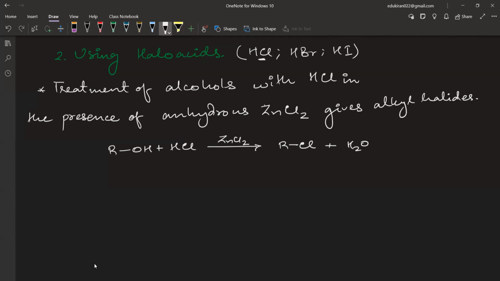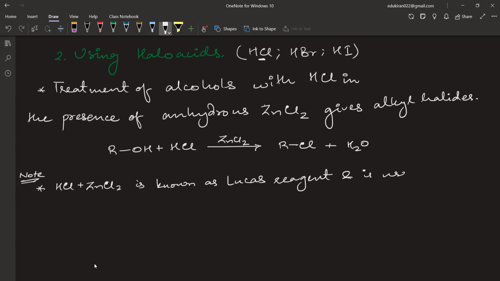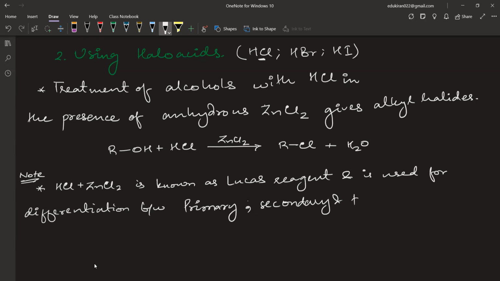Now, write a note. HCl plus ZnCl2 is known as Lucas reagent and is used for differentiation between primary, secondary, and tertiary alcohols. Primary, secondary, and tertiary alcohols.